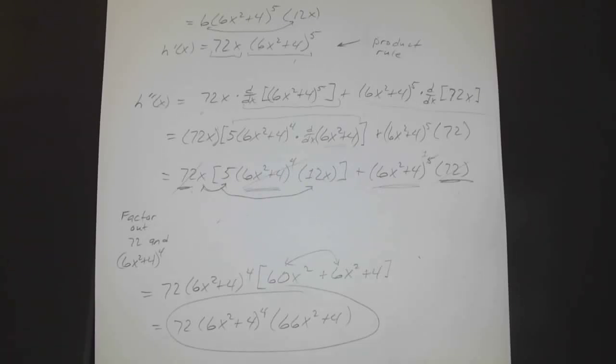So it would have been 72x times 5, and then factor out the 72 separately, and then, okay, I see. All right, any other questions on that one? Not really on this question.